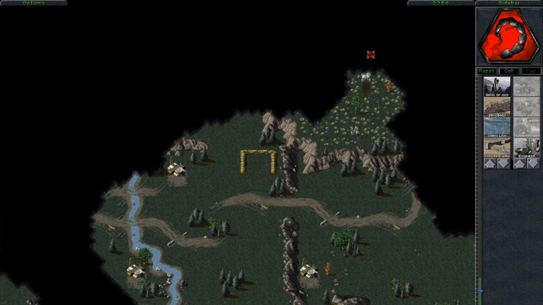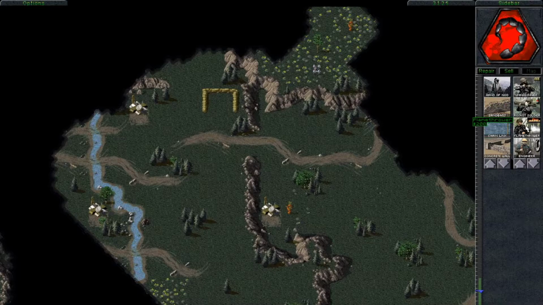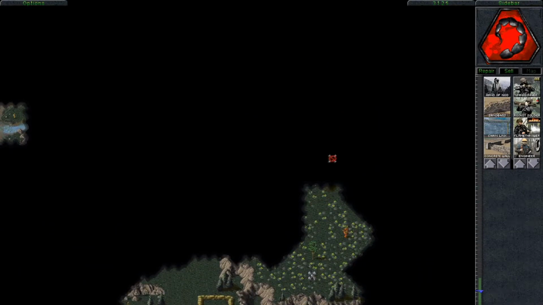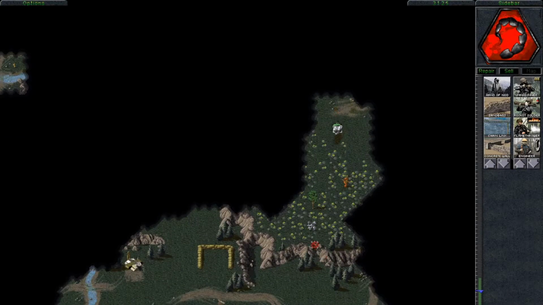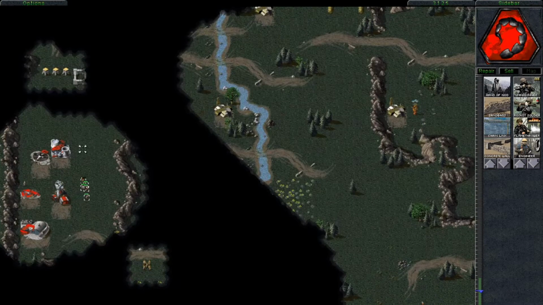Now, we're going to use the helicopter to bait out two orcas. And we're then going to fly back to our rocket soldiers. And what that's going to do is allow the rocket soldiers to kill the orca. And that will set up the final phase of this mission. You have the commando phase, you have the kill the orcas phase, and now you have the win the game phase.